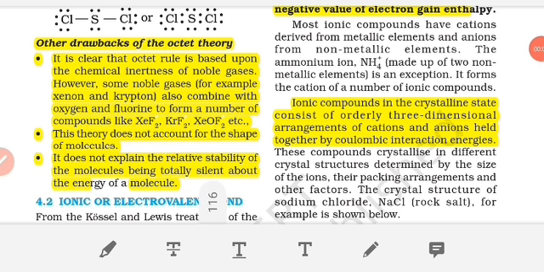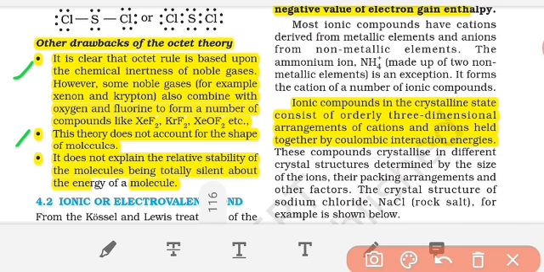Now another drawback of the octet theory is that the octet rule is based upon the chemical inertness of noble gases. As every element wants to achieve noble gas configuration, it wants to complete its octet. But it was observed that some noble gases, for example xenon and krypton, also combine with oxygen and fluorine to form a number of compounds like XeF2, KrF2, XeOF2, etc. So it cannot explain the chemical reactivity of xenon and krypton.